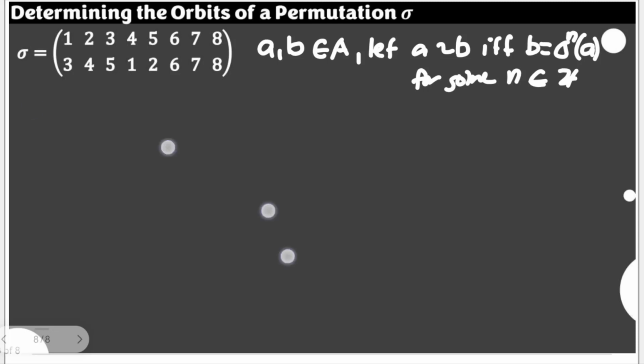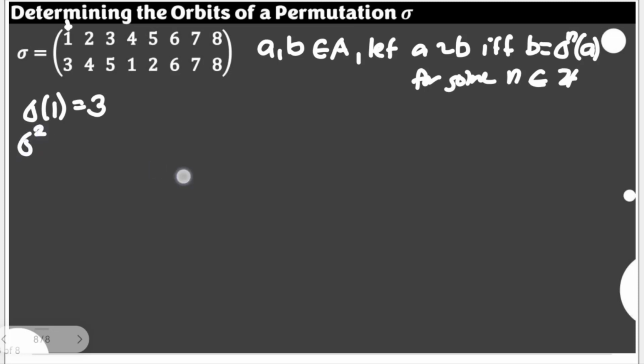So let's start with the mapping for 1. Since 1 is mapped to 3, this means that 1 is related to 3 and vice versa, and they must belong to the same orbit. Okay, later we're going to place that.